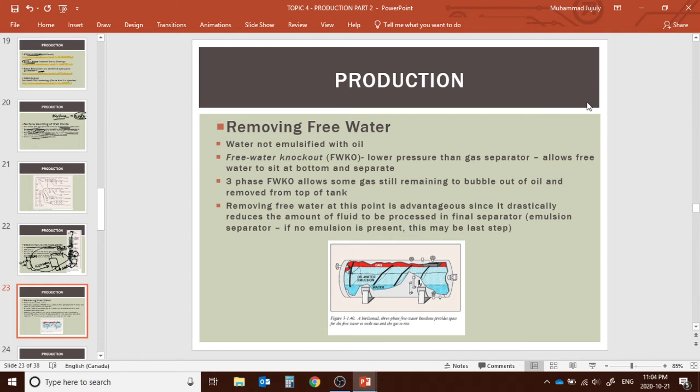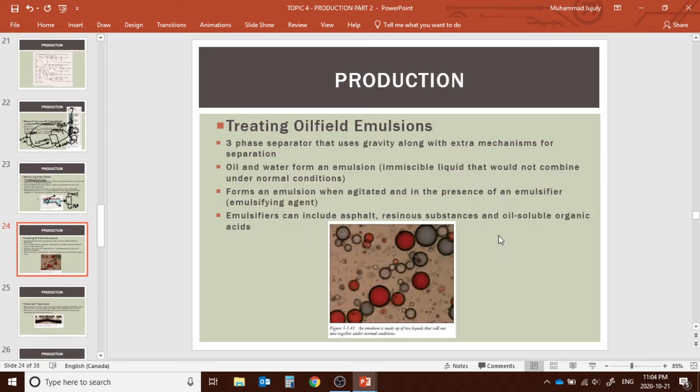But sometimes water is not emulsified with oil, but sometimes we use the same single separator. For instance, we get gas, we get oil water emulsion, and at the bottom we have the water to go out. We get gas to take out, but this oil water emulsion, we take it to another separator, and then we can actually separate the oil and water.